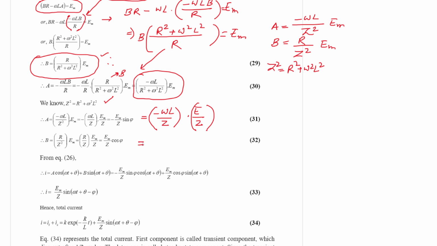And B, we take R by Z as one term, and Em by Z as another term. In this way we are splitting.